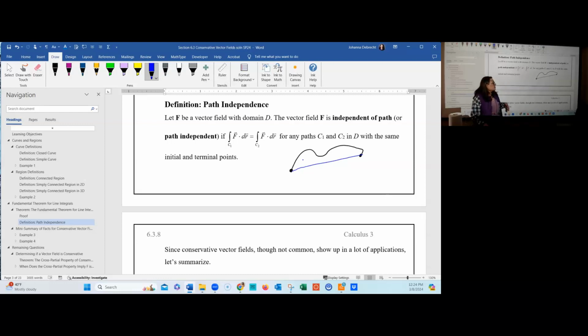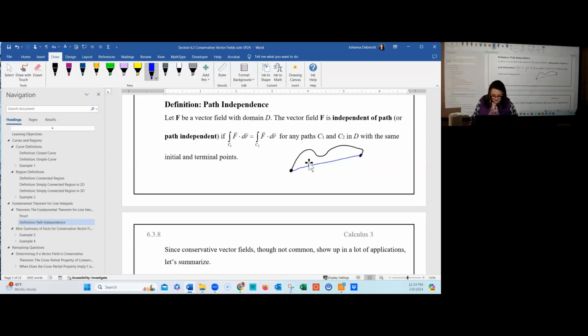What the fundamental theorem tells us is that gradient vector fields are independent of path. And if we have a vector field and we don't know whether or not it's a gradient field or conservative, but we do know that it's path independent, this tells us something more about it.